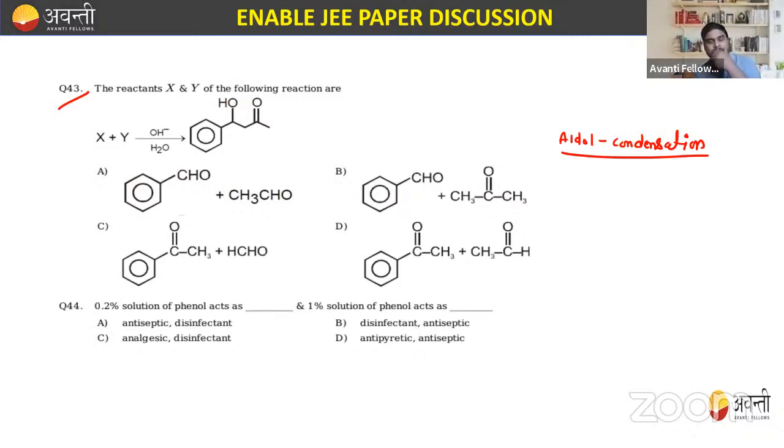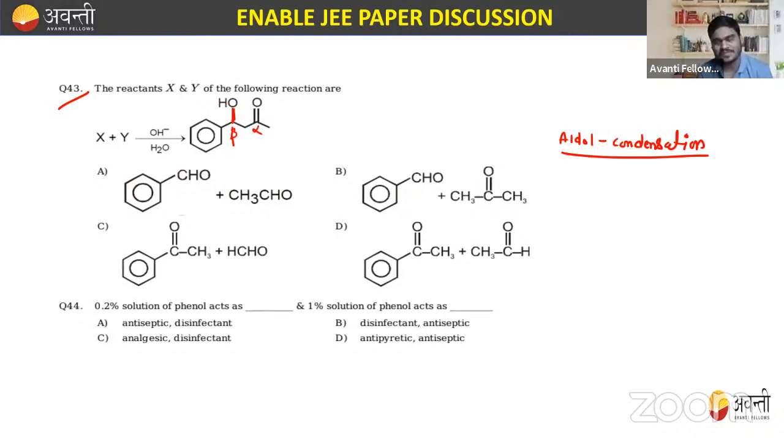And what is the second hint? We know that in aldol condensation, formation of beta hydroxy aldehyde or ketone takes place. Here also, just observe carefully, this is the group, so this is the alpha carbon and this is the beta carbon. So this is the formation of beta hydroxy. This also tells us clearly that this question belongs to the aldehyde group, and it is basically from aldol condensation.